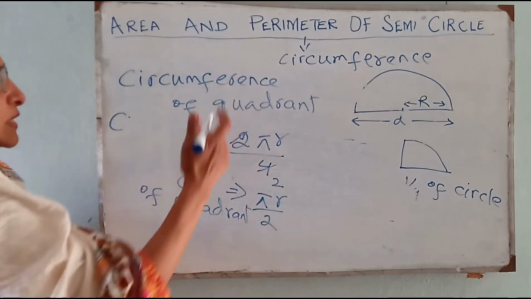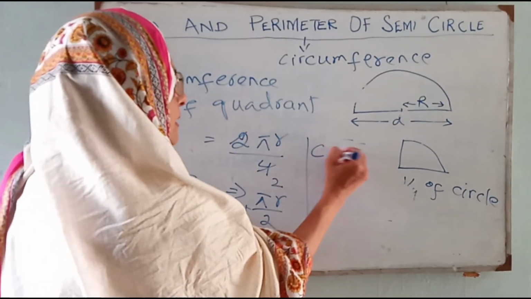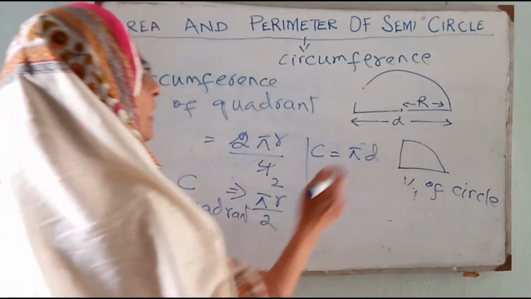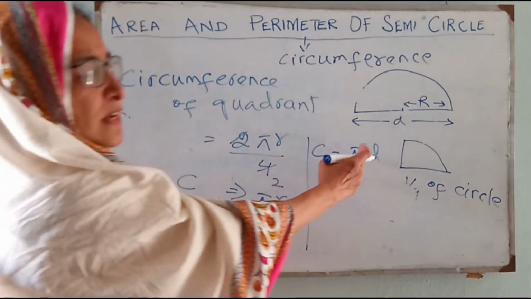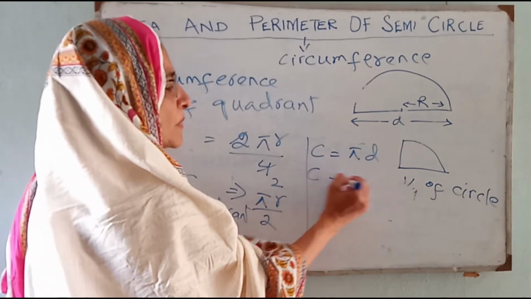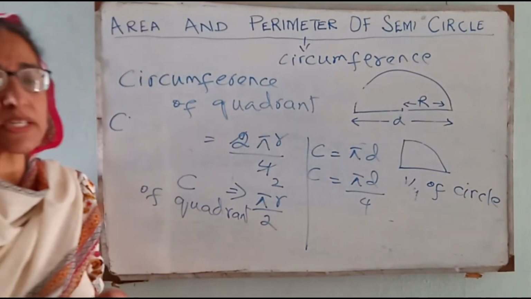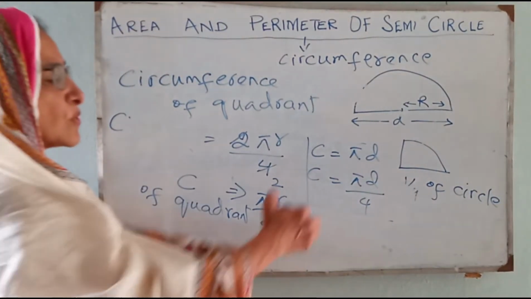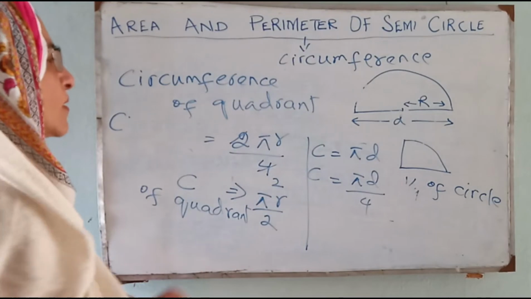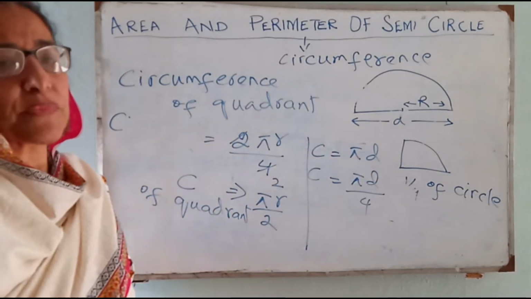And when we are talking about the other formula, that is pi d, the circumference related to the diameter, the circumference of a quadrant will be pi d divided by 4, since a quadrant is 1/4 of a circle. So these are the formulas for the circumference and area of a circle.